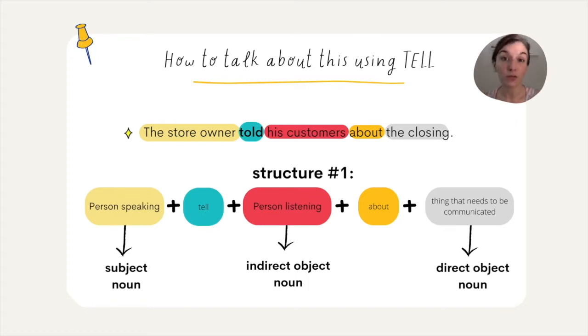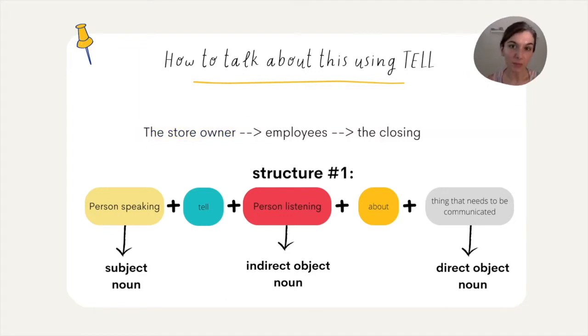But all you really need to know is that the person speaking, the person doing the action of telling, is what comes first. It is followed by the verb tell, and then immediately after tell, we have the person who is listening or the audience. Finally, we have this about something, about whatever is being discussed here is what needs to follow about.